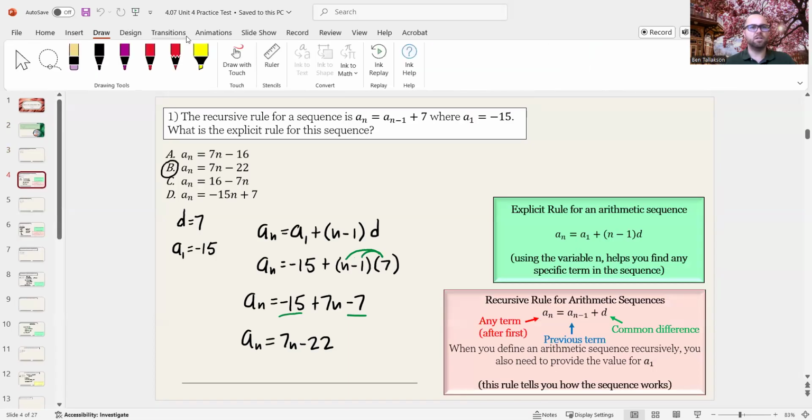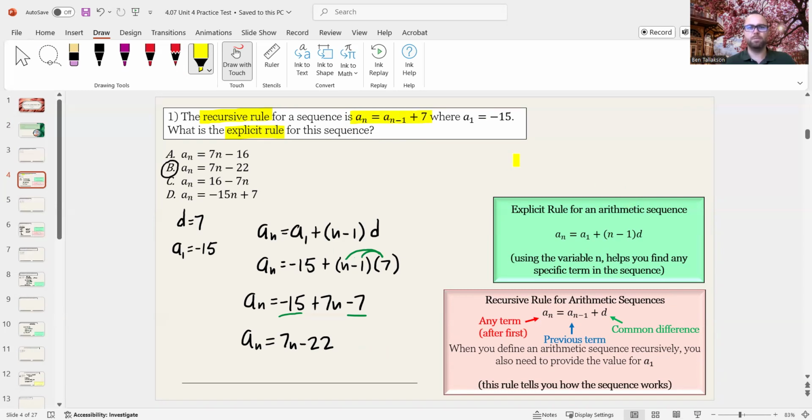The question is asking you to convert from a recursive rule to an explicit rule. And they give you this information right here, and they're telling you this is the recursive rule. So what you need to do is look at this information and ask yourself, is this the recursive rule for an arithmetic or a geometric sequence? Well, if you look at your notes, you should see that this is dealing with an arithmetic sequence. So we'll be looking at our explicit and recursive rules for arithmetic sequences. Okay? So let's do it.